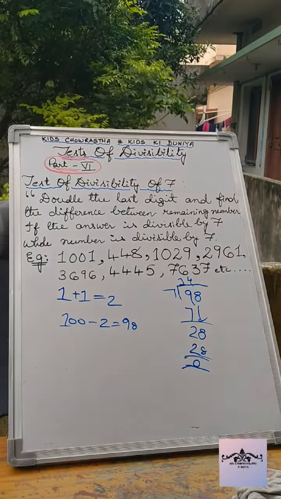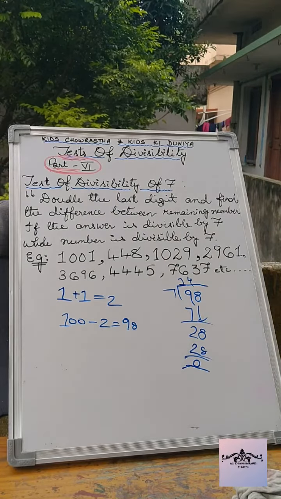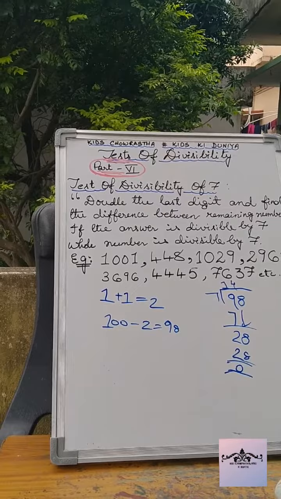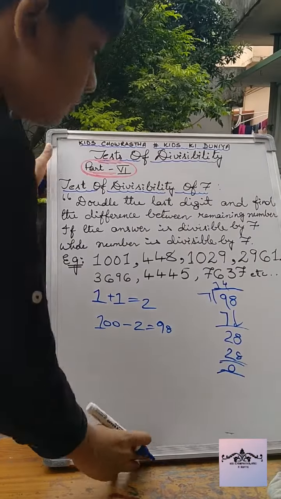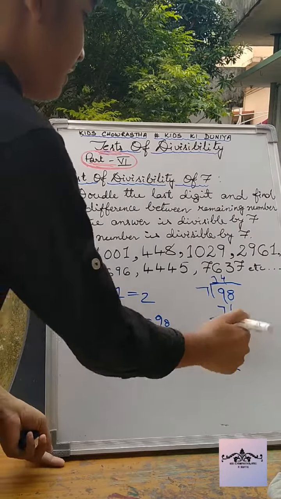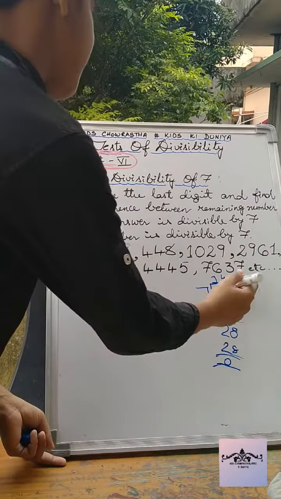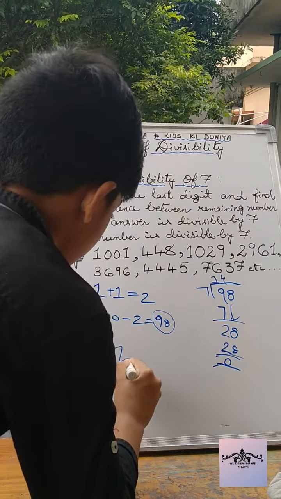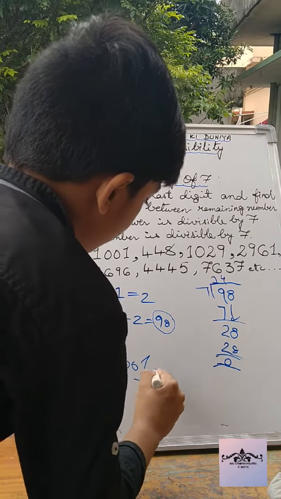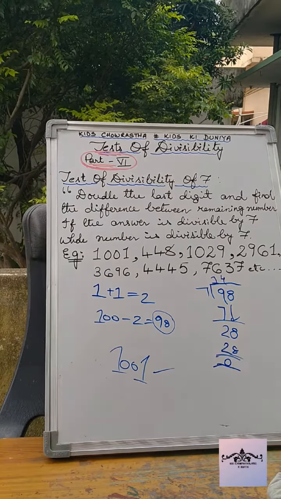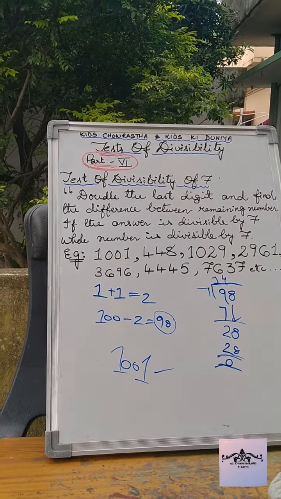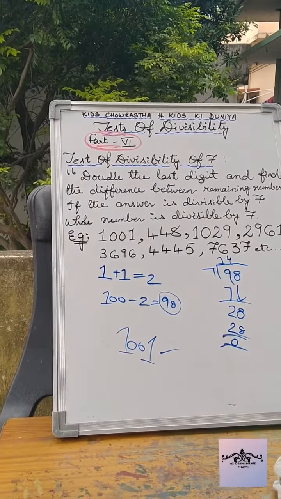So 98 is divisible by 7. So here 98 is divisible by 7. If the answer is divisible by 7, and the answer at the last we get is 98, so it is divisible by 7. So this whole number is also divisible by 7. 1001, done.